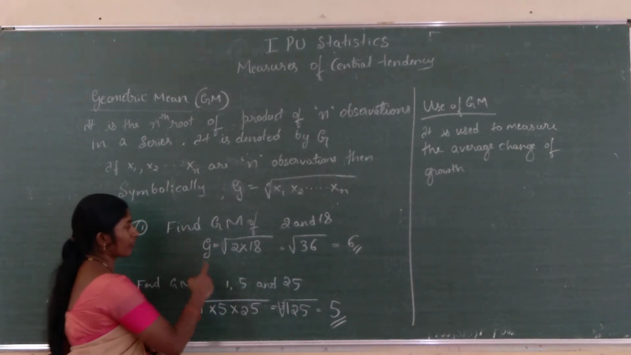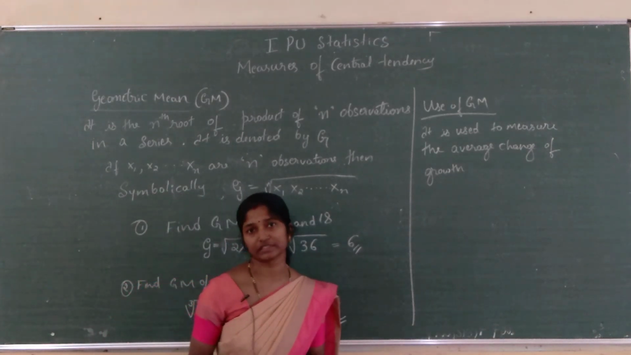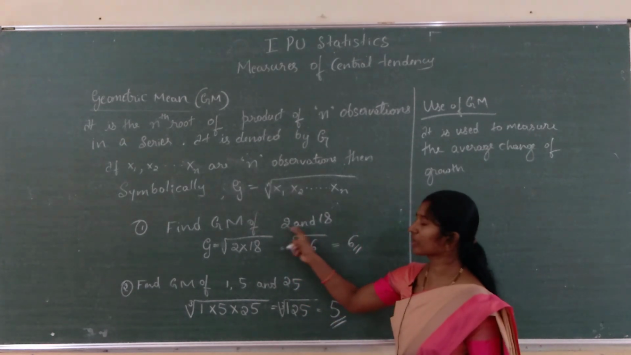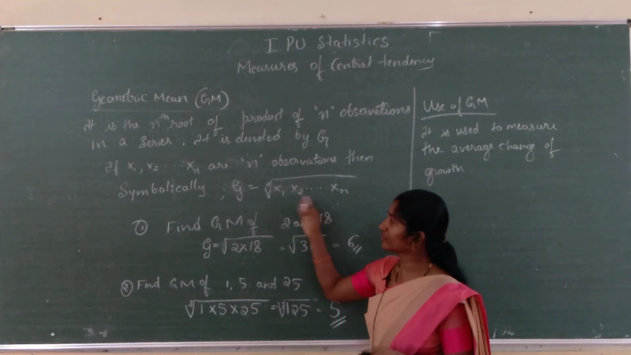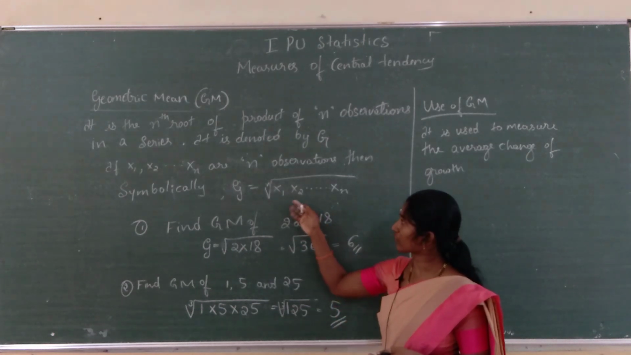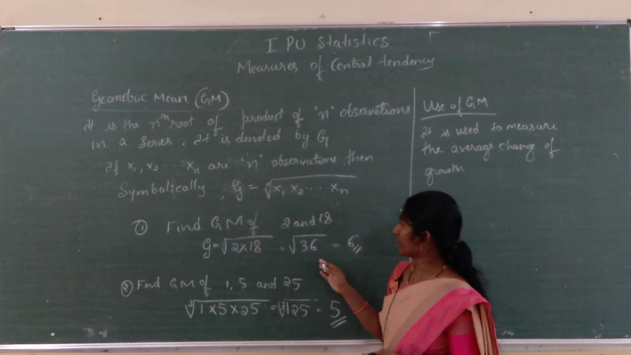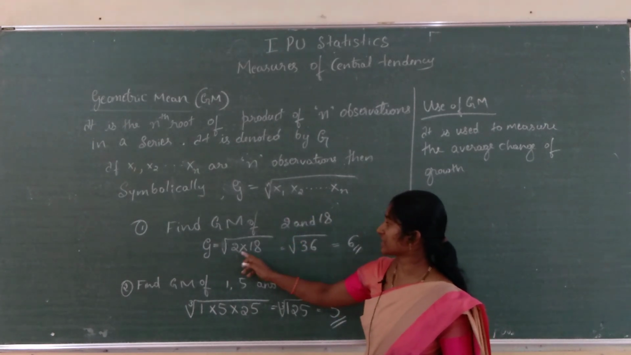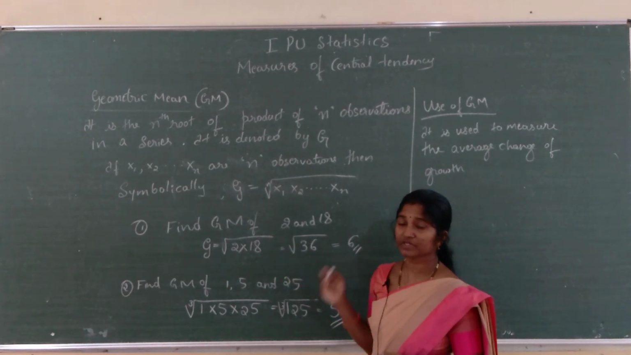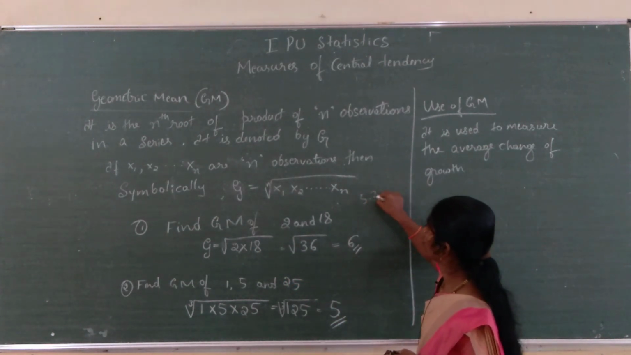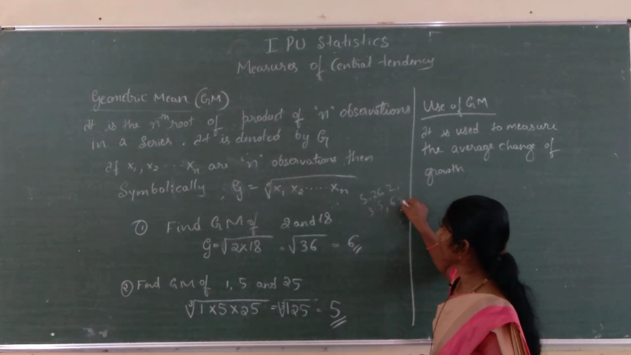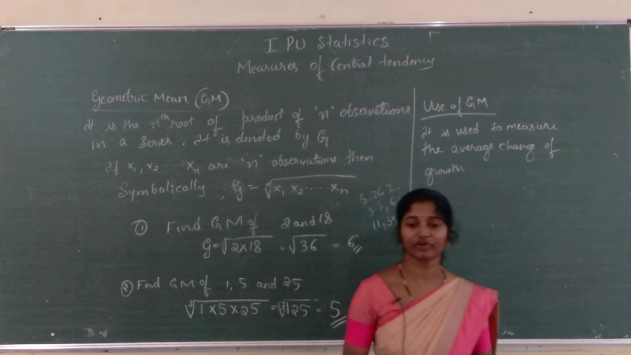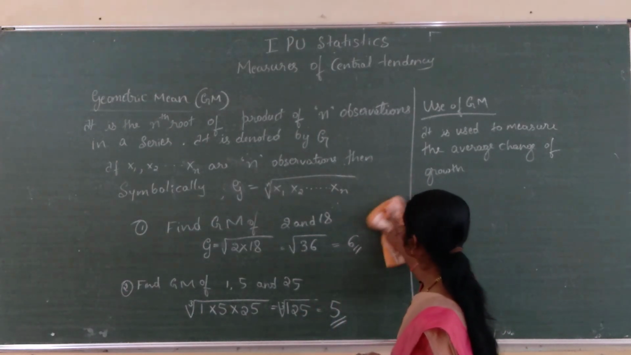When you are using this type of formula, the observations are very few and also small, like 2, 18, or 1, 5, 25. At that time we can use this method, and we can also calculate it in the calculator. But when the observations are very large, with more digits, like 5.262, or 3.5, 6.8, 11, 30, 300, if these types of values are given, what do you have to do? You have to use a logarithm.